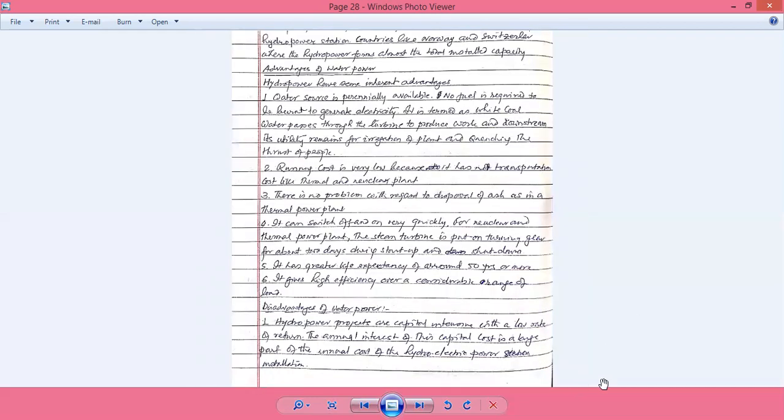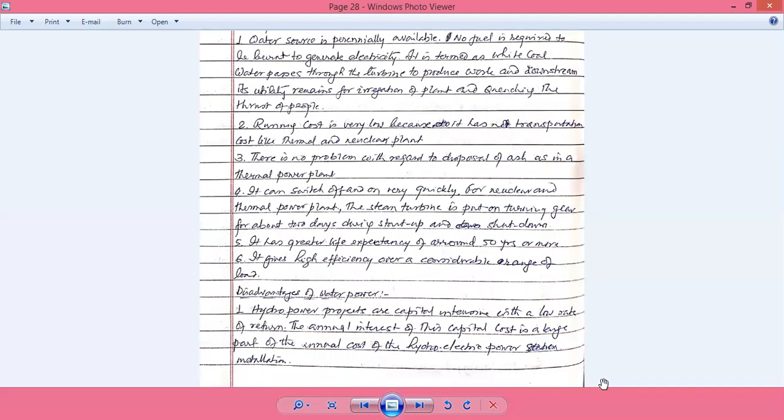But what are the main disadvantages of a water power plant? Water power also has some specific disadvantages. What is that? Hydroelectric projects are capital intensive projects with a low rate of return.